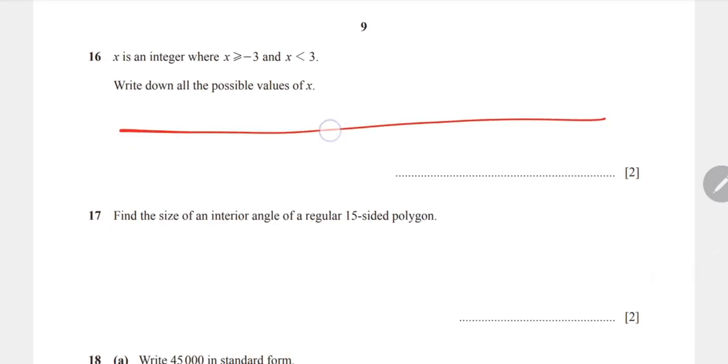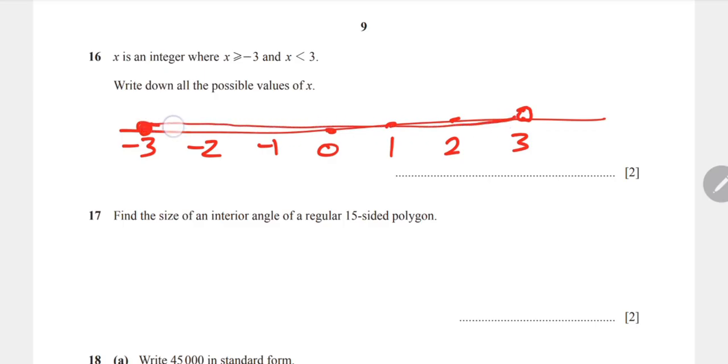It helps you very much. So here's 0, and all the numbers are negative: minus 1, minus 2, minus 3, and 1, 2 and 3. So the value of x should be greater than or equal to 3, and it's not actually 3, okay, less than 3. So these are all the possible values.